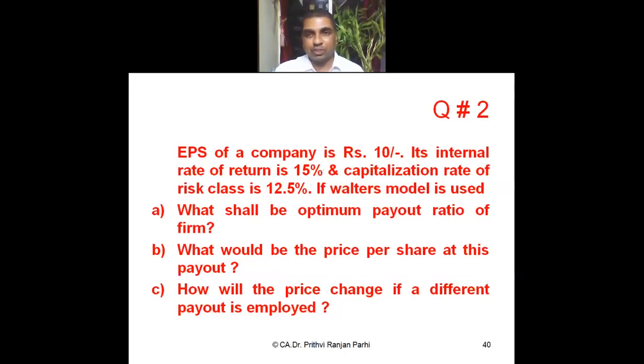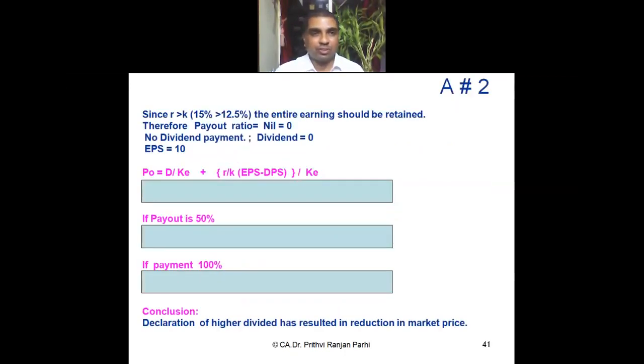Again, I am giving a structure to solve this question. Since R is more than K, the entire earnings should be retained. That is, zero should be distributed, payout should be zero. So no dividend payment, dividend is zero. If dividend is zero, I have to apply the formula: D by K plus R by K into (EPS minus D) divided by K. Now apply this formula and arrive at the price of the firm.